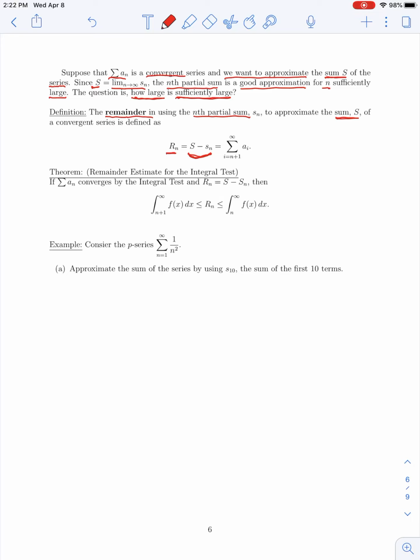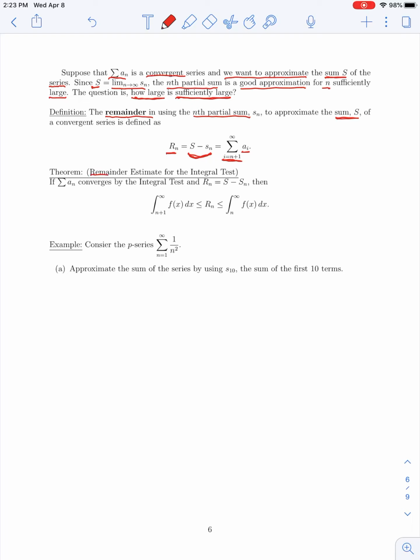Now, since S sub n is the nth partial sum, this difference would just be the sum of the terms starting at n plus 1 out to infinity of the terms of our series a sub i. So this remainder gives us some estimate as to how close our nth partial sum approximation is to the true sum of our series S. Now we have a theorem regarding this remainder, which will allow us to determine how many terms we need to add for a desired accuracy.